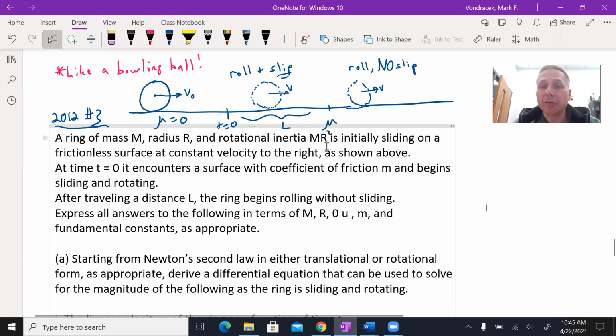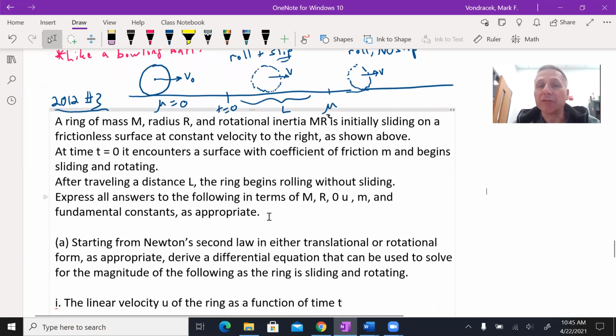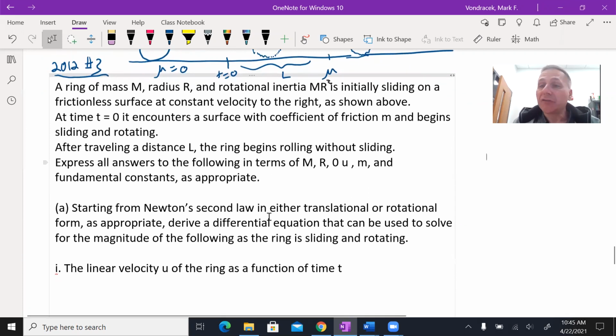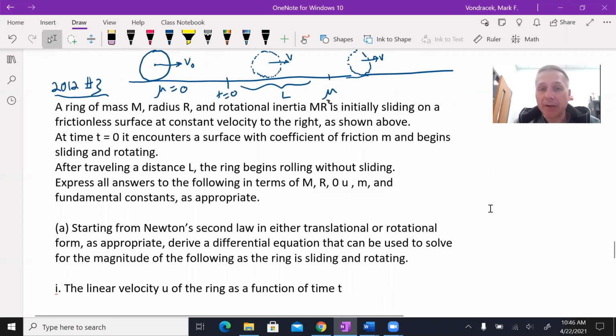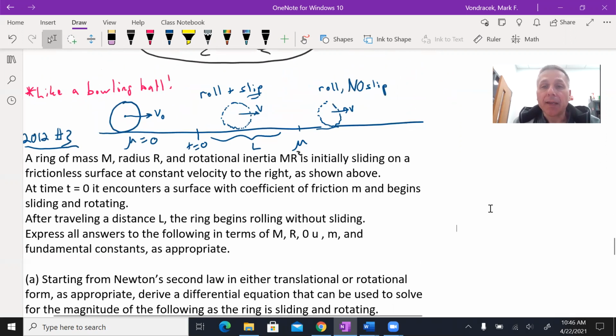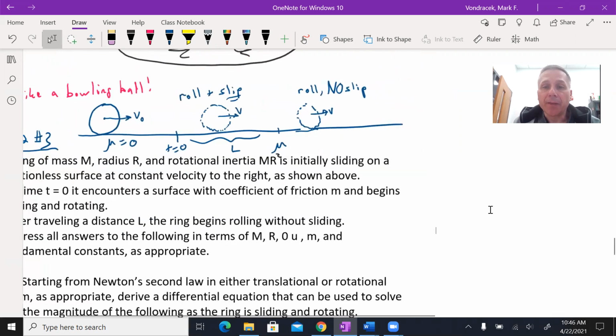It's a ring, so they gave us the moment of inertia. We know the mass of the ring, we know the radius of the ring, and they give us the coefficient of friction in the problem. They keep it symbolic throughout this one. So let's jump right into this. Time equals 0 starts when you hit the friction and you start to roll and slip together. How do you handle that? What's going on there?